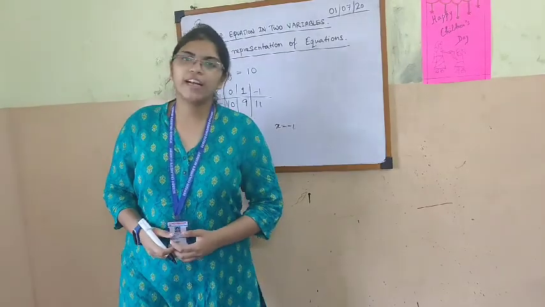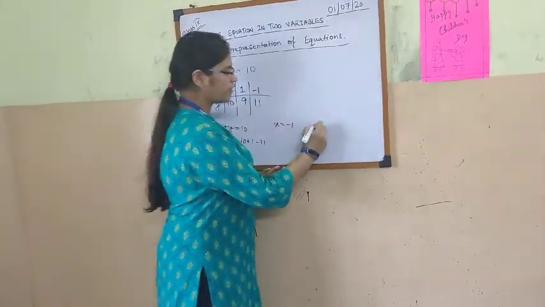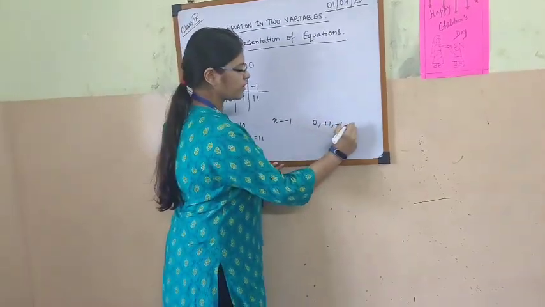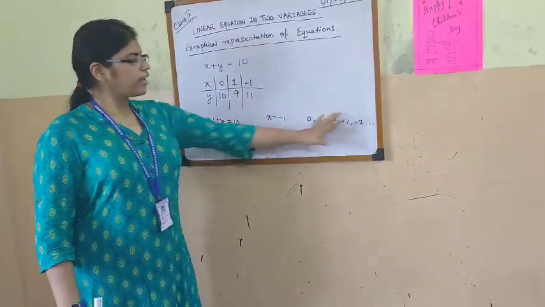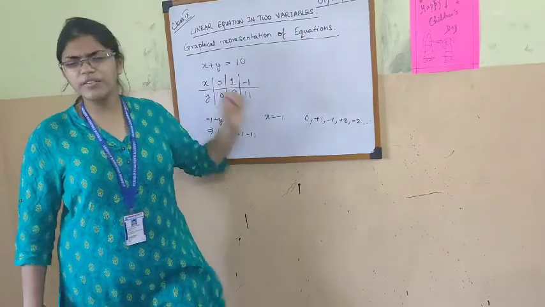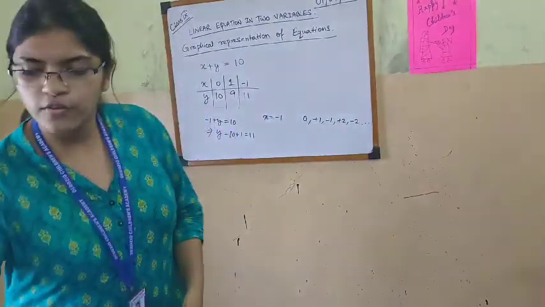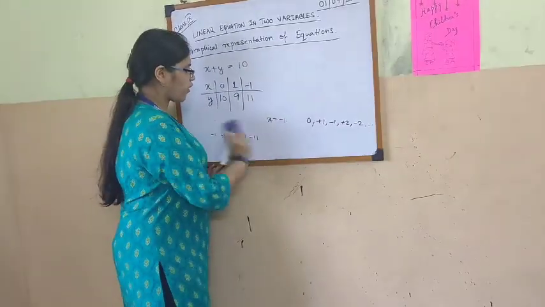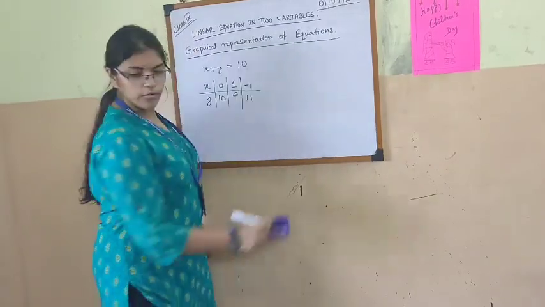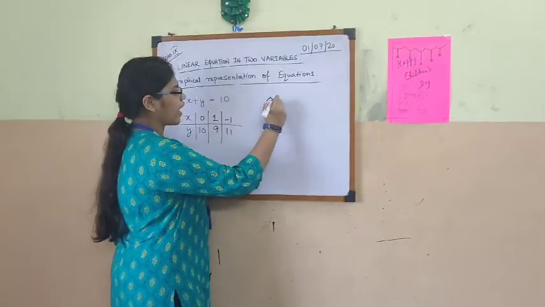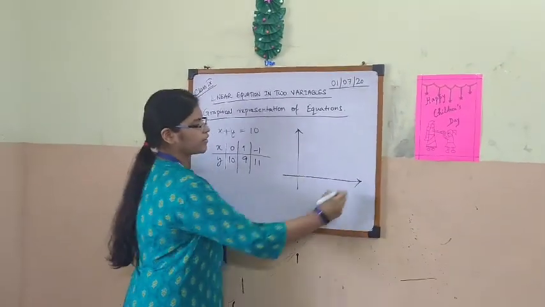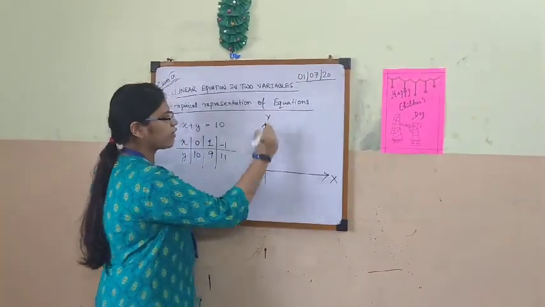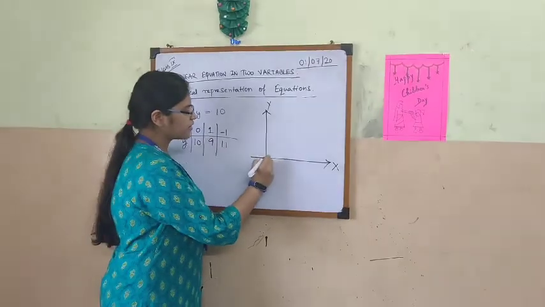Similarly, I can take multiple values of x: 0, then plus 1, then minus 1, then plus 2, then minus 2 and so on. In this way we will take 3 values, or we can take 4 or 5 values. After taking the values, we will draw a graph. So now, here is the graph with the x-axis and y-axis, and this is 0.